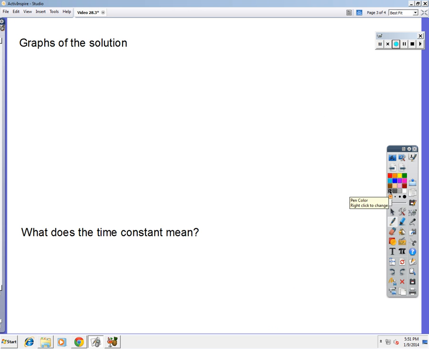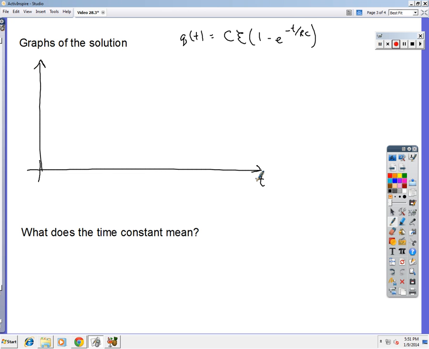Now, if we graph that solution, I'm going to write it down here. What we get is Q starts off at 0, and it approaches a maximum value. You can tell that graph is going to have an asymptote, and I'll call that Q max, which equals the capacitance times the EMF of the battery. Q equals CV.